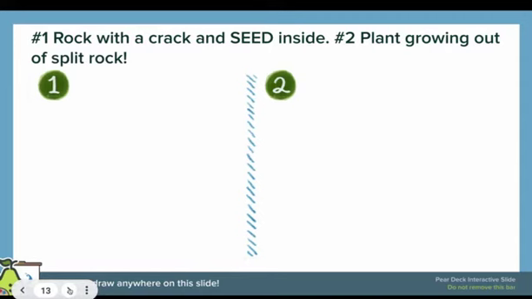Isn't that crazy? Hey, pause the video again. Again, don't take like 25 minutes to draw this. Draw a rock with a crack and a seed inside. Then draw another one of a plant growing out of the split rock. Okay? Again, don't take forever, but put a little bit of detail into it, please. Pause the video now.